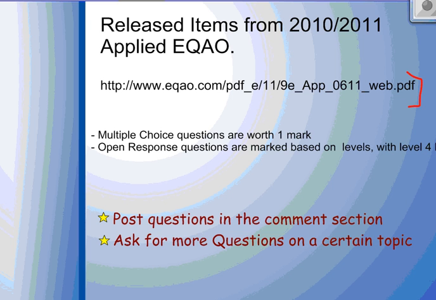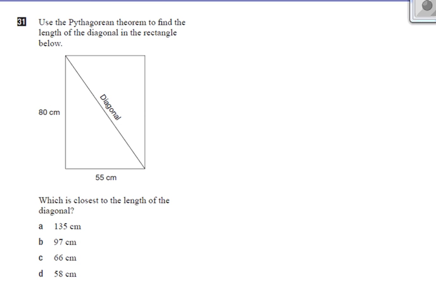Let's look at the first question. So we're on to number 31. It says use the Pythagorean theorem to find the length of the diagonal in the rectangle below. So the diagonal is shown to us. It's this line here that goes from corner to corner and cuts a rectangle in half.